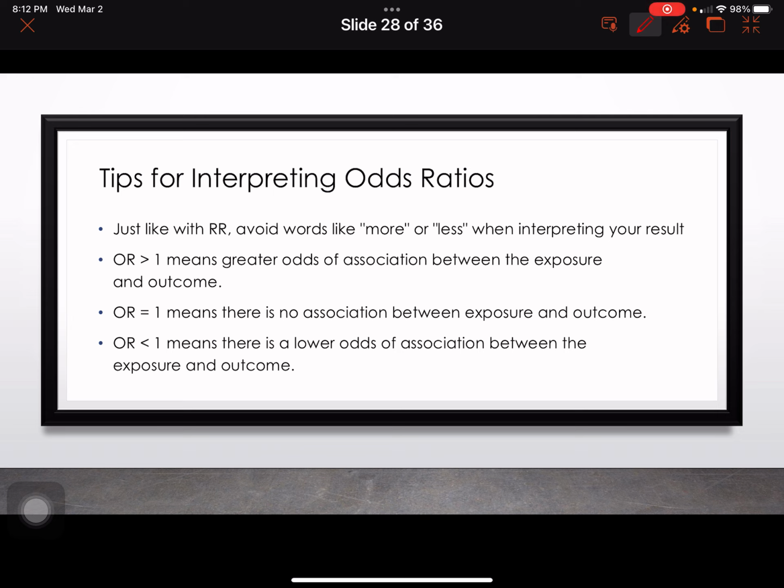Just like we learned with risk ratios, it's still important to avoid using words like more or less than in your interpretations because these can cause confusion. An odds ratio of more than 1 means there are greater odds of the exposure being associated with the outcome. An odds ratio of less than 1 means the odds of the exposure causing the outcome are inversely related. An odds ratio of 1 means there's no association between the two.